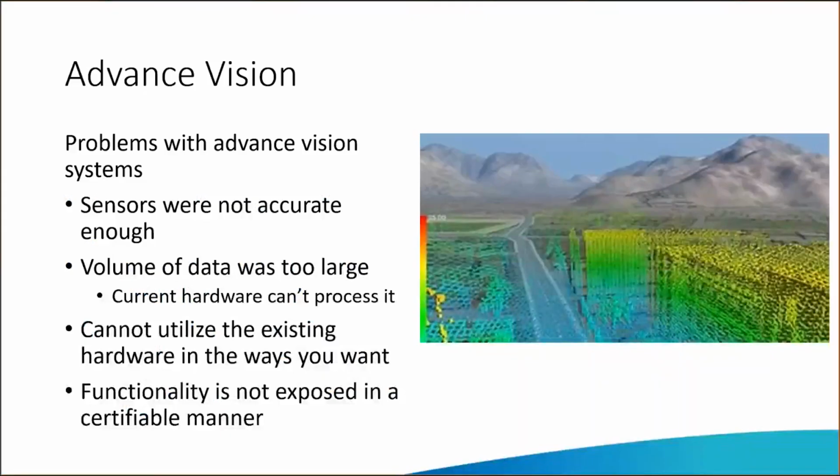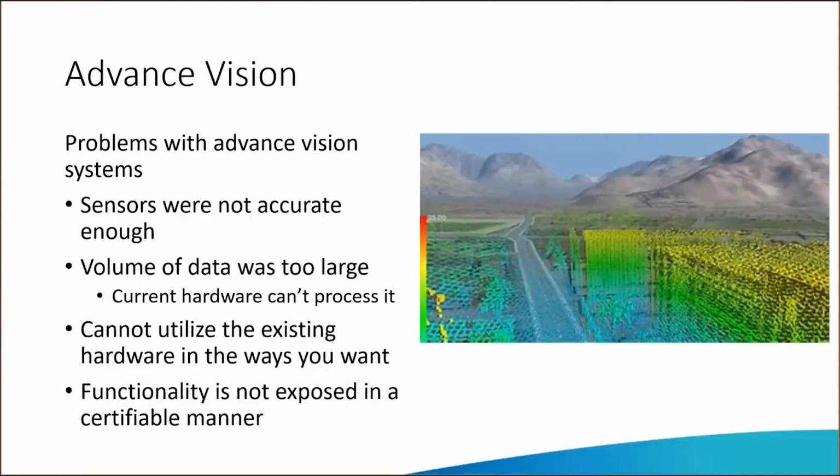And so what are the existing problems in advanced vision systems, or really in the technology that we've been using in the past that are preventing this type of application? First off, sensors have not typically been accurate enough, or the accurate versions were too expensive, or they consumed too much power, or they took up too much space. The volume of data that you needed to process was far too large.